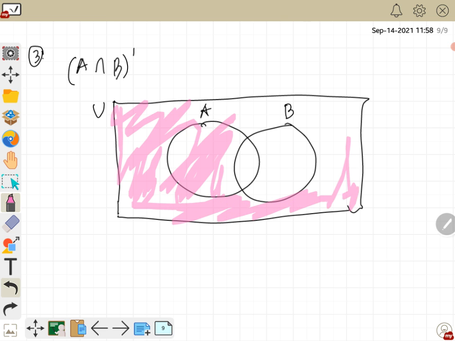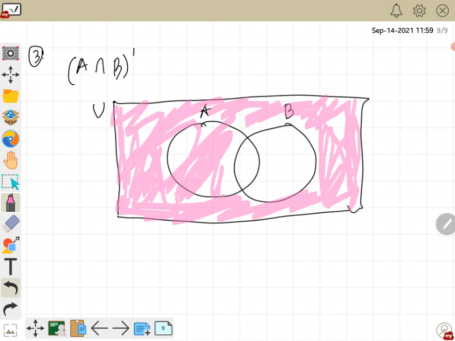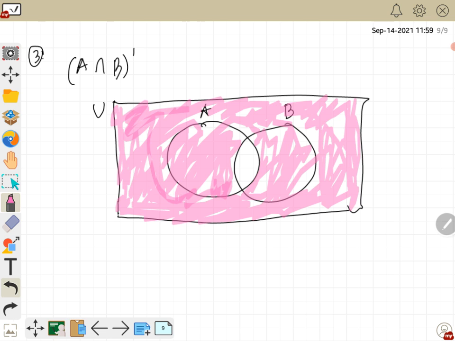So this one gives us an understanding of it. We shade practically all, aside from this intersection. So all of this shaded represents all the elements. Meaning a complement of the intersection, meaning what are those elements outside the intersection of these two sets.